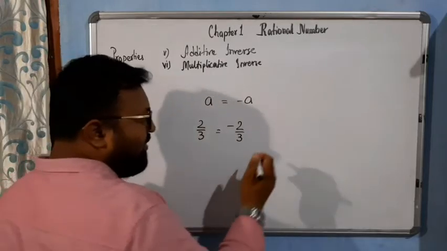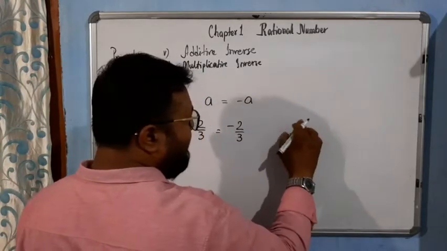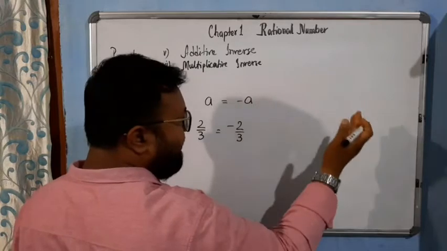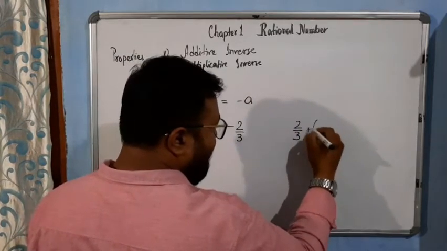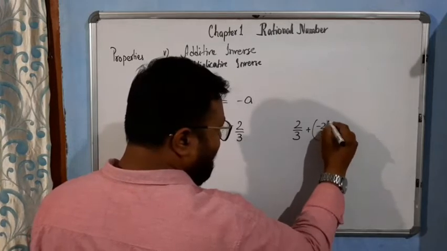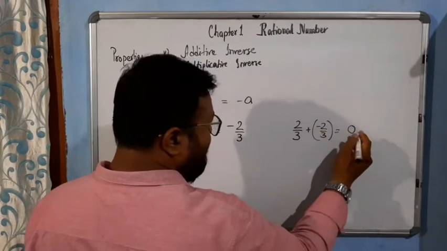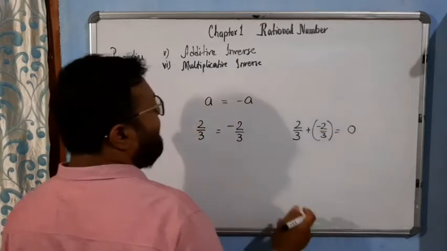So the sum of the rational number and its additive inverse will always be 0. Means 2 by 3 plus additive inverse of 2 by 3 gives you 0. So 0 is the additive identity of this one.